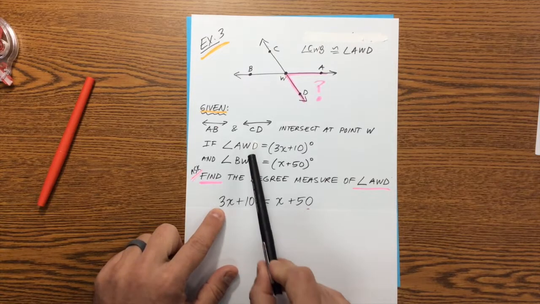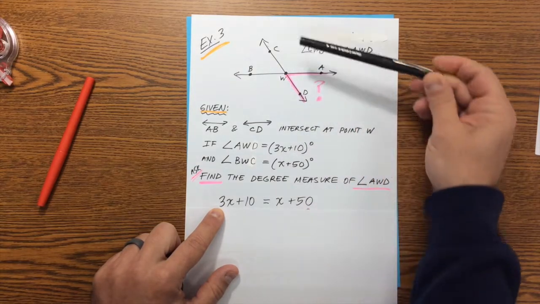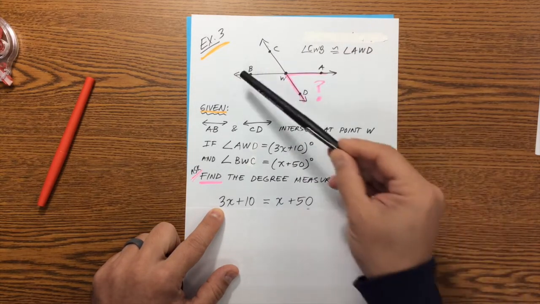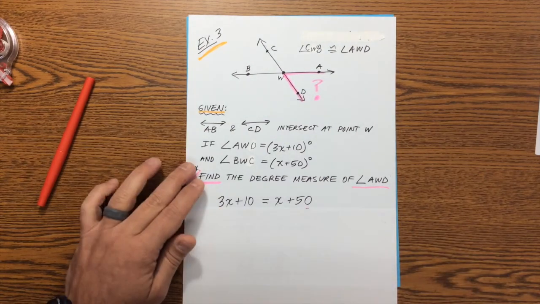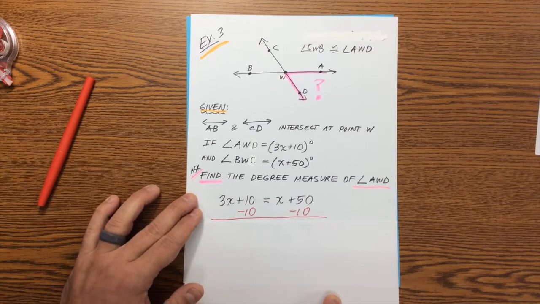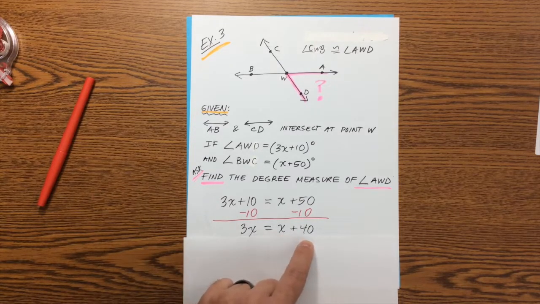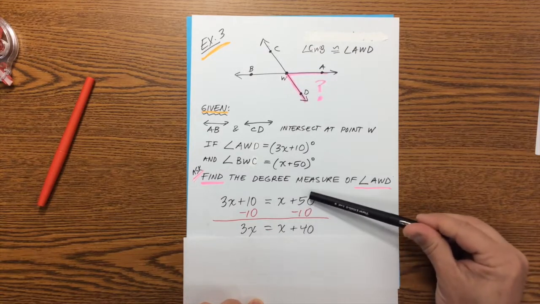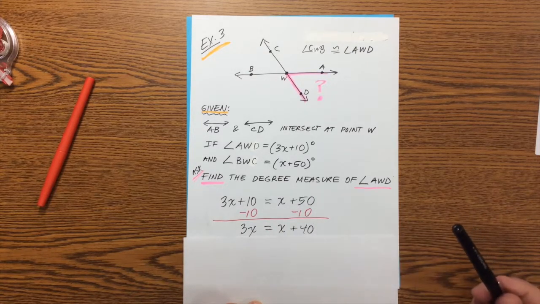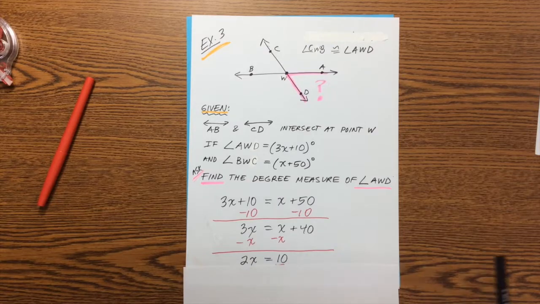Okay, what I did was I took the measure of angle AWD and set it equal to the measure of angle CWB, or BWC. And then the first thing I did, now I'm going to try to isolate for the variable, okay? The first thing I did was subtract 10 from both sides of the equation. And that gave me 3x equals x plus 40. Remember, when the signs are different, you keep the sign of the larger absolute value and you subtract. Then the next step, I went ahead and subtracted 1x from both sides of the equation. And what I got was 2x equals 10.